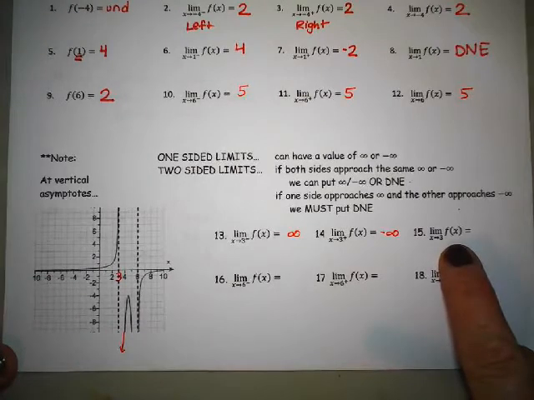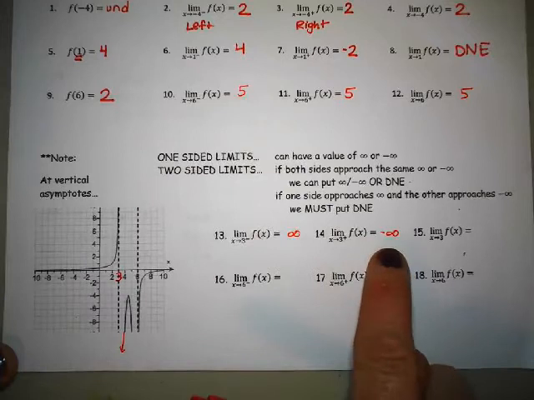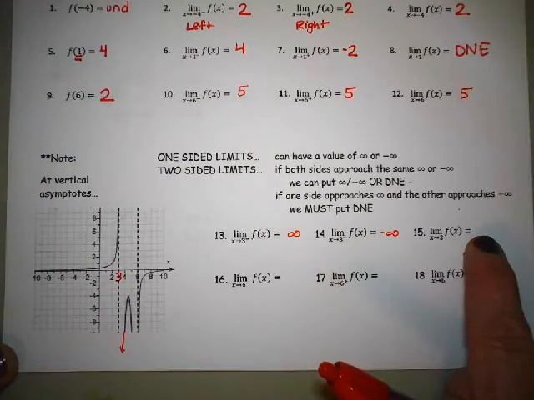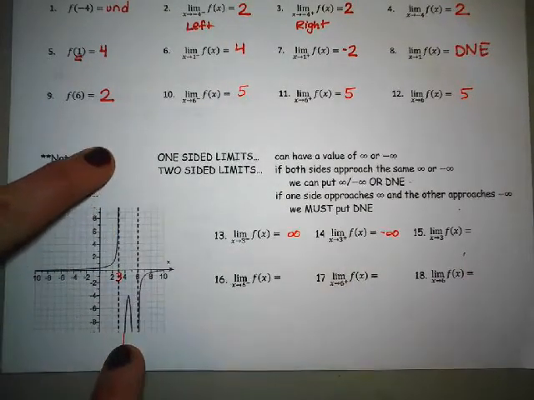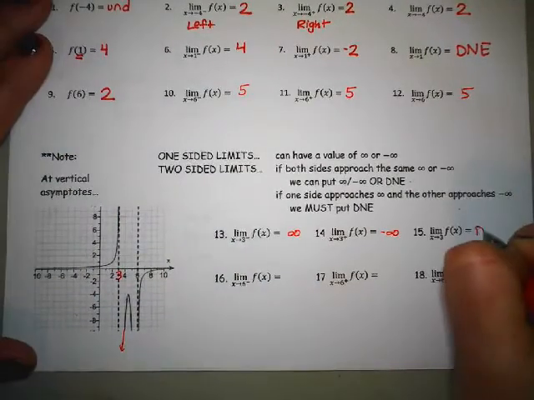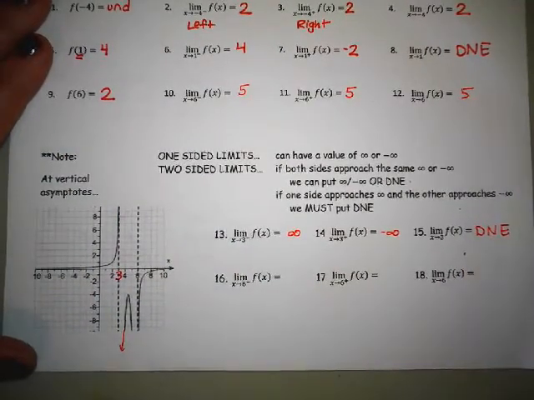Now for the limit as x approaches 3, well, those are different numbers. We had talked about before, if they're different numbers, we say does not exist. But even if I just look at my graph, from the left I'm going up, from the right I'm going down, I'm not approaching the same number from the left and the right, so I say does not exist.